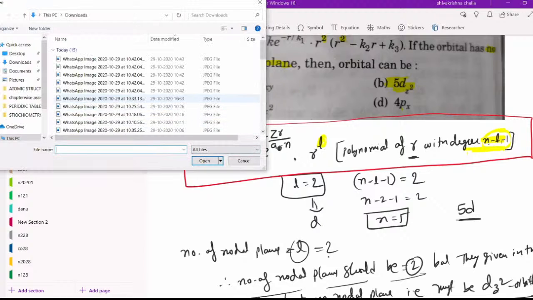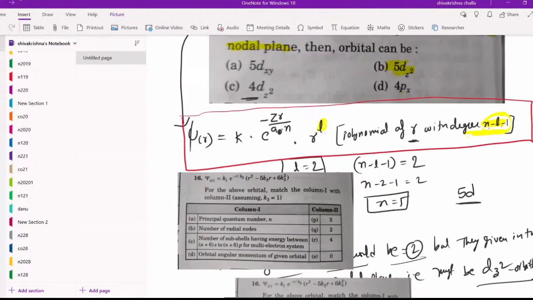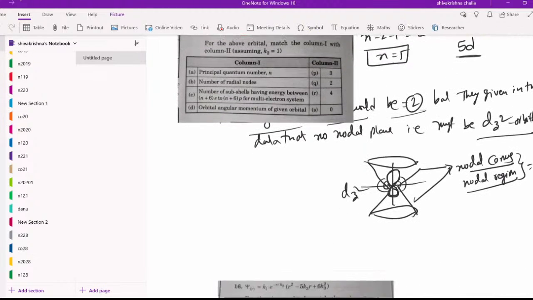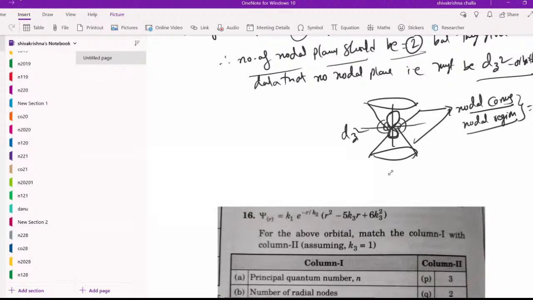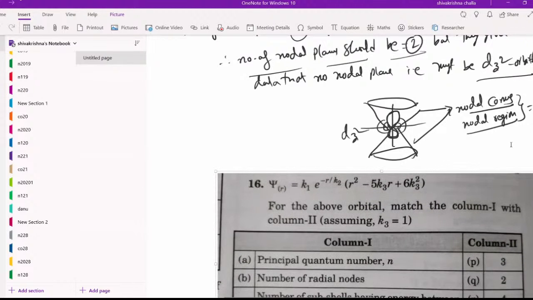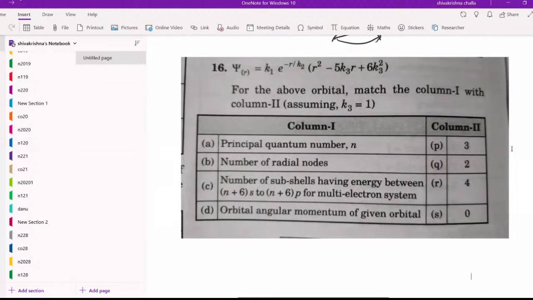How many can answer this? Yes. Please make it fast.